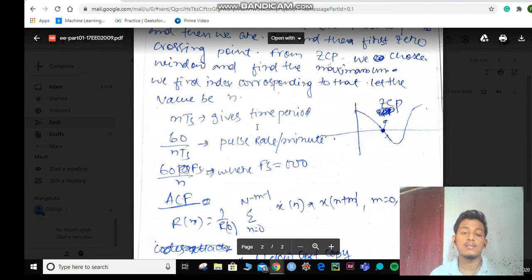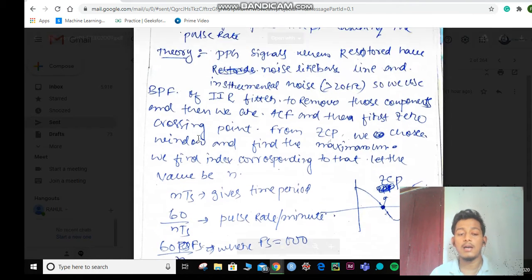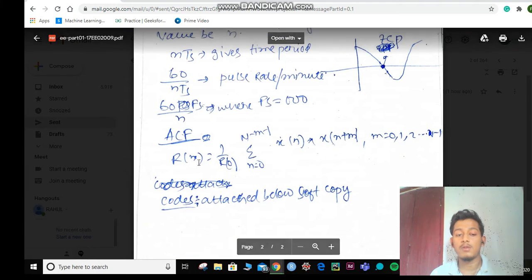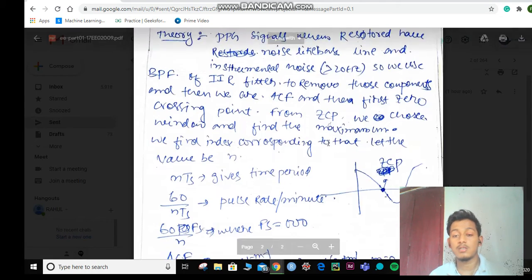So the pulse rate we can find by this formula, 60 by n into Ts, where Ts is equal to 1 by fs. So 60 fs divided by n will be the formula. And for autocorrelation the formula will be r of n equals 1 by r naught, where r naught is the value at 0. You can also see that this is an average value. So this will be the formula, x of n plus m minus 1. So this will be the autocorrelation function.